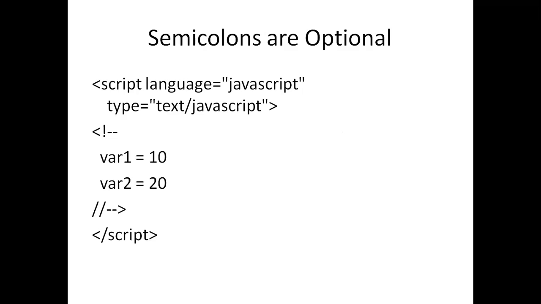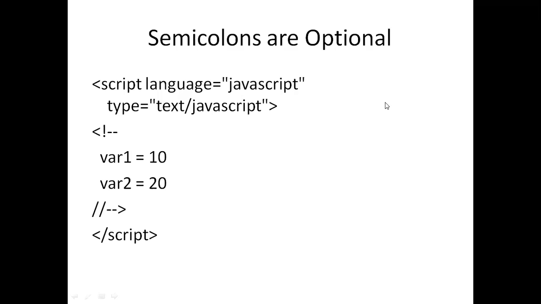Semicolons are optional in JavaScript. For example, look at this example. Here is var1 equal to 10 and var2 equal to 20, written on separate lines, which means there is no need to complete them with a semicolon. Semicolons are optional here. But when we write these two statements on a single line, there is a need to write a semicolon for separation. That is the difference between these. So remember, semicolons are optional.